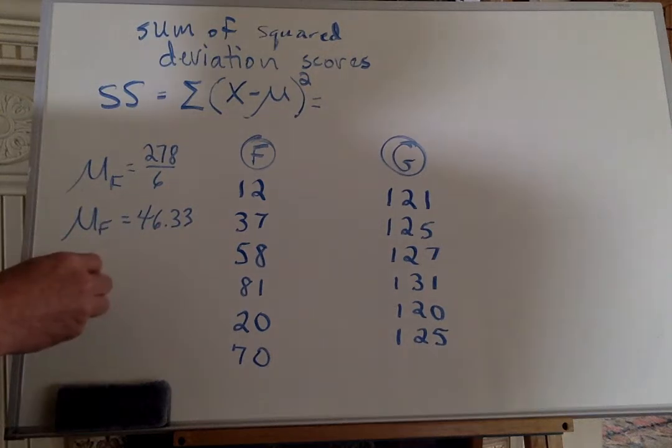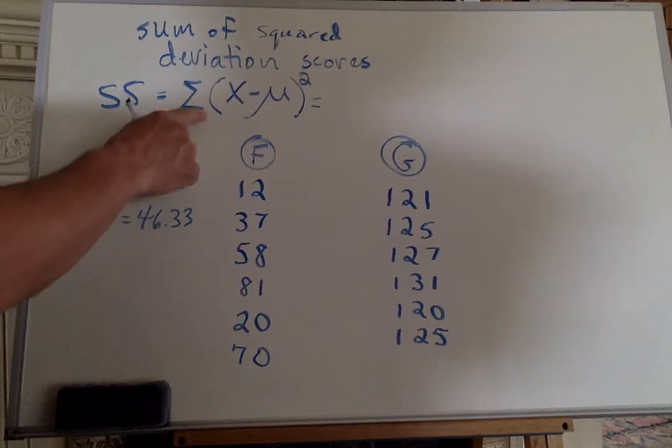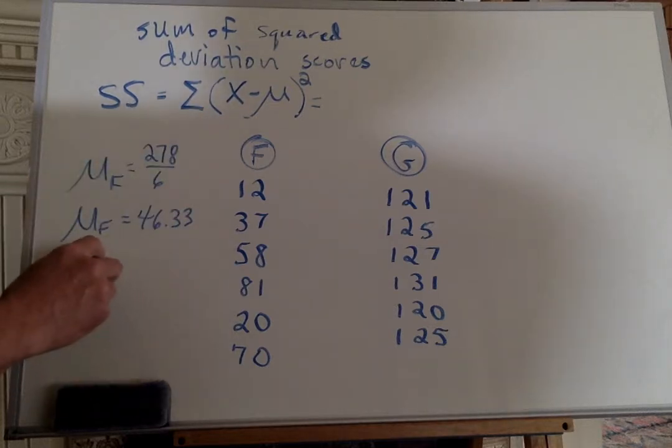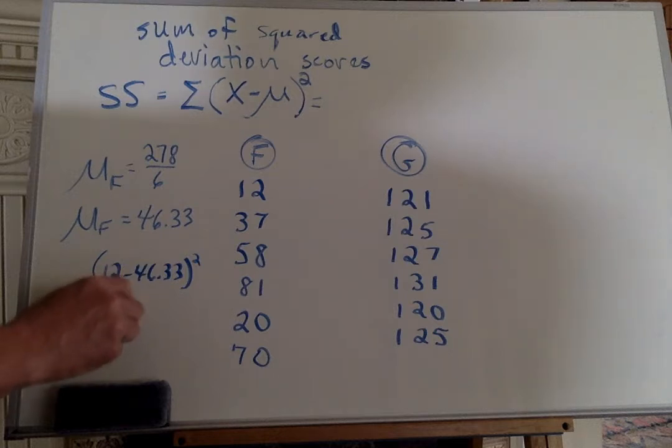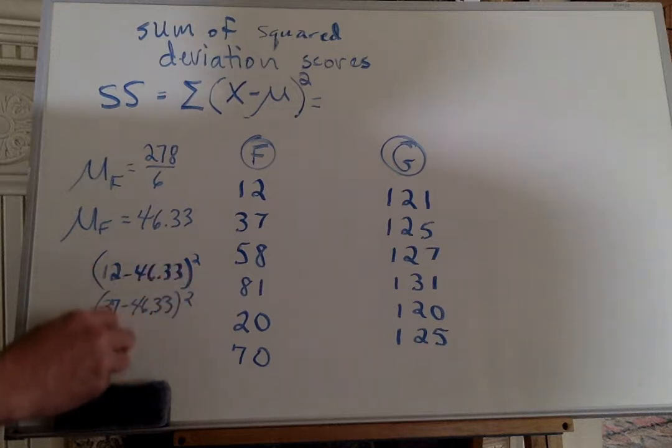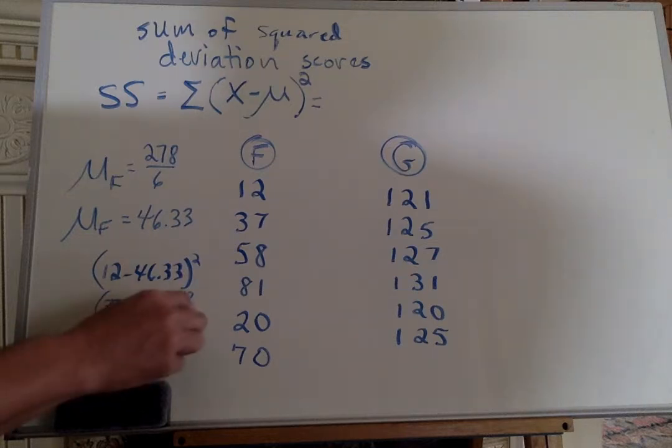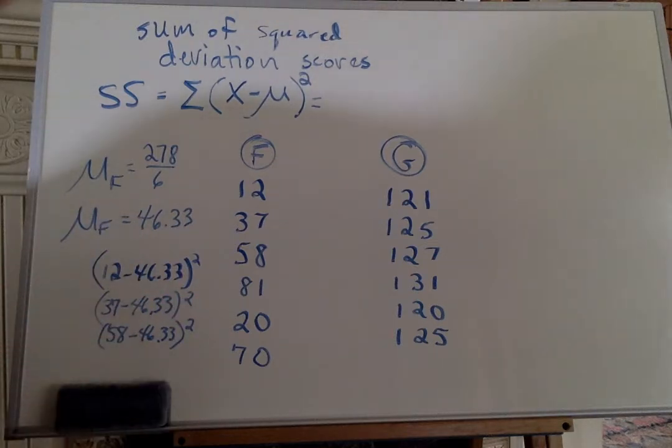And then what we're going to do is we're going to use our sum of squares formula. So we're going to do this. 12 minus 46.33. Square that value. 37 minus 46.33. And we'll square that value. 58 minus 46.33. And we'll square that value. And so on and so forth. And then we're going to get our sum of squares.